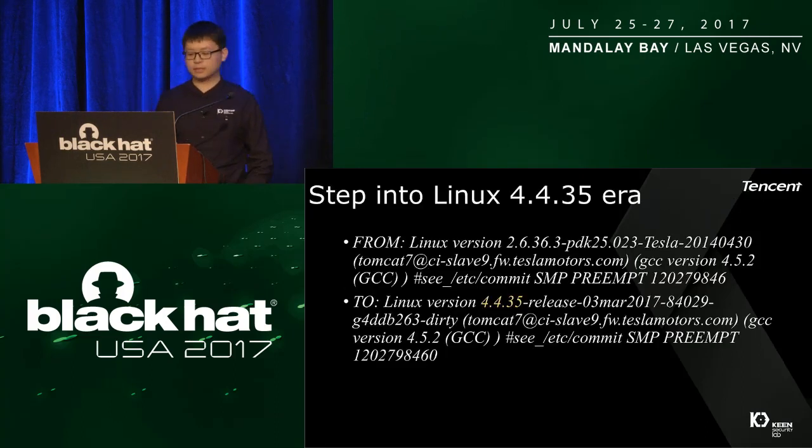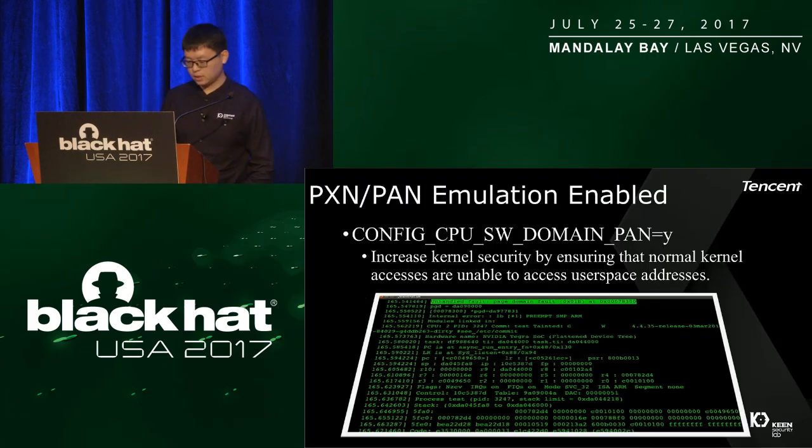Maybe due to this reason, Tesla recently introduced the new kernel. It's a big step, as the old kernel had nearly no mitigations. In fact, the dmesg restriction is implemented on the new kernel. The biggest security improvement about the new kernel is the PXN-PAN emulation. The kernel is compiled with the config CPU software domain PAN by default.